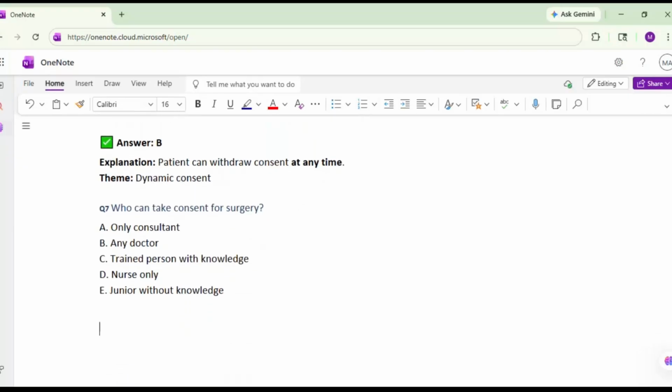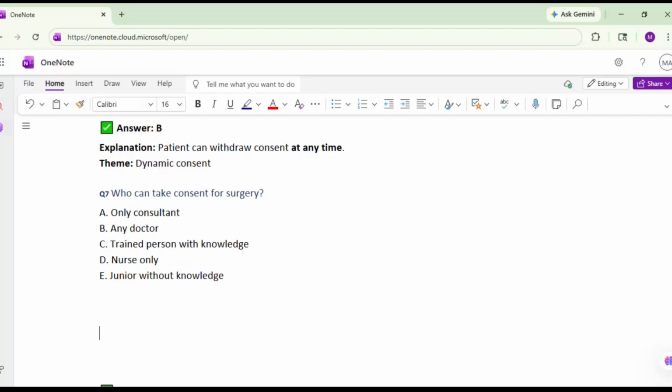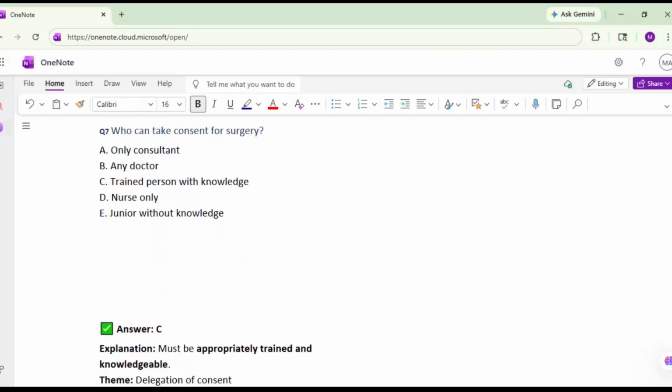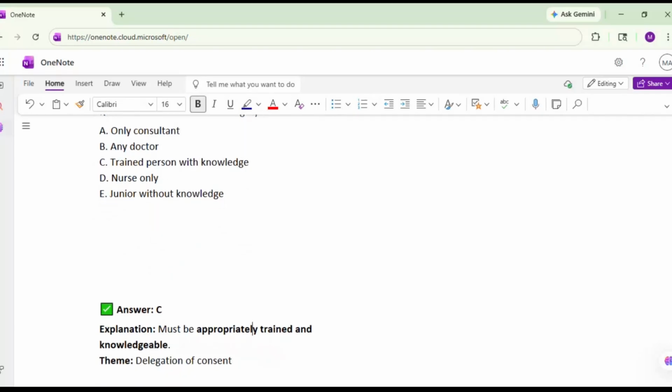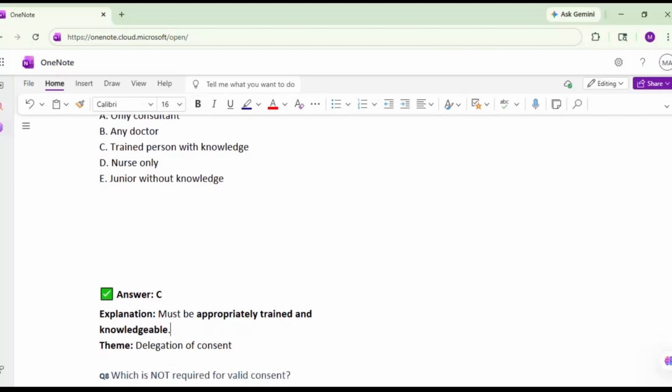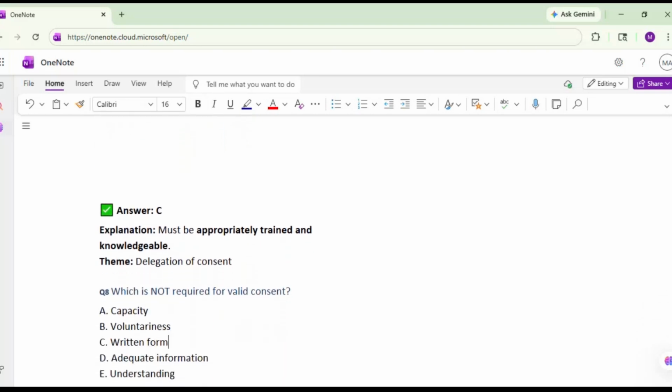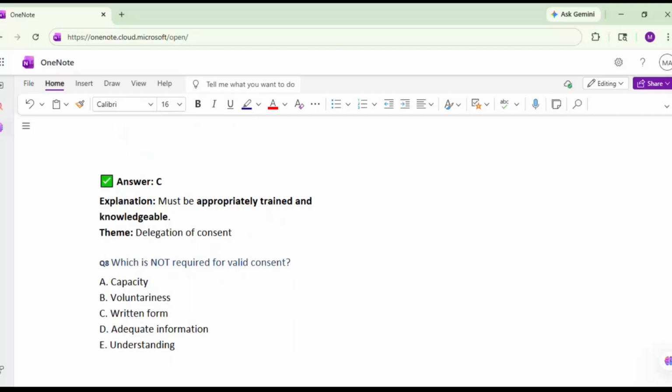Next. Who can take consent for surgery? Only consultant, any doctor, trained person with knowledge, nurse only, junior doctors. So it will be trained person with knowledge. The person must be appropriately trained and knowledgeable. Okay, delegation of the consent can be done, but the person should be appropriately trained and knowledgeable.